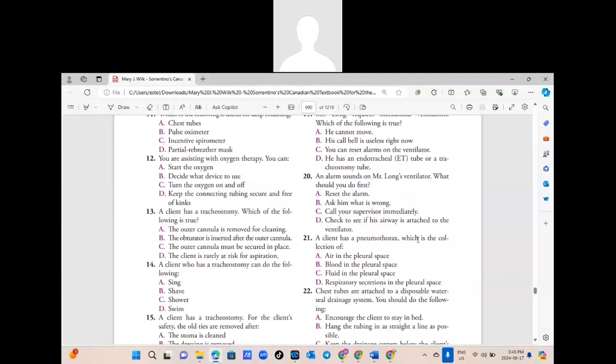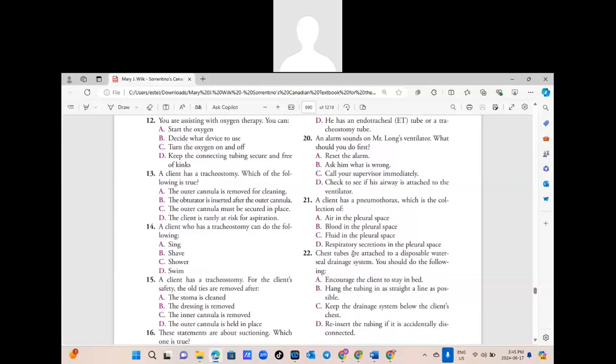Number 21. A client has a pneumothorax. Which is the collection of what? A. Is it air in the pleural space? B. Is it blood in the pleural space? C. Is it fluid in the pleural space? Or D. Respiratory secretion in the pleural space? So we have just learned that pneumothorax is the collection of air in the pleural space. Okay, so letter A is the correct answer.